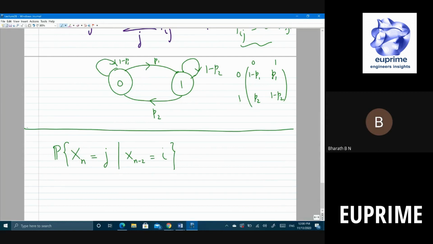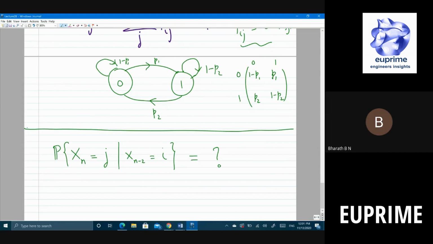How do you write this? Can you compute this? Can you try? Yes, sir. You can write Xn equal to j conditioned on Xn minus 1, and the product with Xn minus 1 conditioned on Xn minus 2. Okay, good. That's enough?